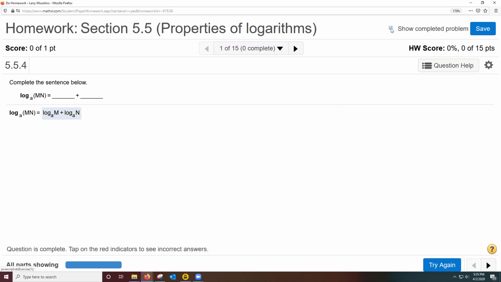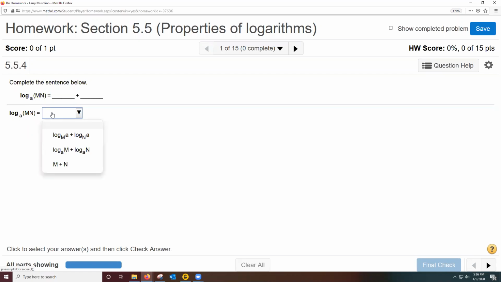Well, here is the first property. It says, what if you have the log to the base a of m times n? The way we say this is log to the base a, and in parentheses I have m times n. Well, the first property says when you take the log of a multiplication, you can rewrite it as the log of the first quantity m plus the log of the second quantity n, keeping the base the same as base a. So when I look at these choices, this choice in the middle is the correct answer here.